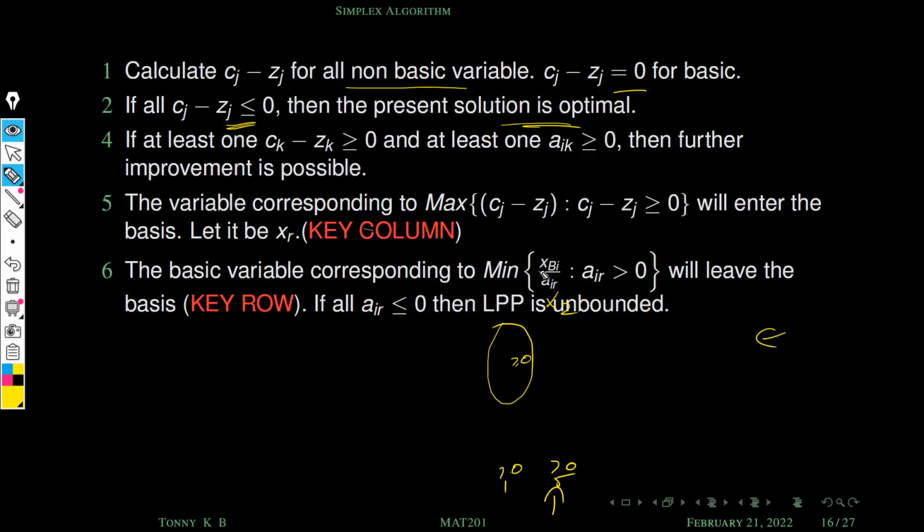To identify that leaving variable, we have to evaluate xbi by aiR corresponding to the positive aiR. Then take the minimum. That variable will leave the basis, and we denote that row as the key row. That is called a key row. Now XR is our key column. So corresponding to that column, we can construct this xbi by aiR for positive aiR.